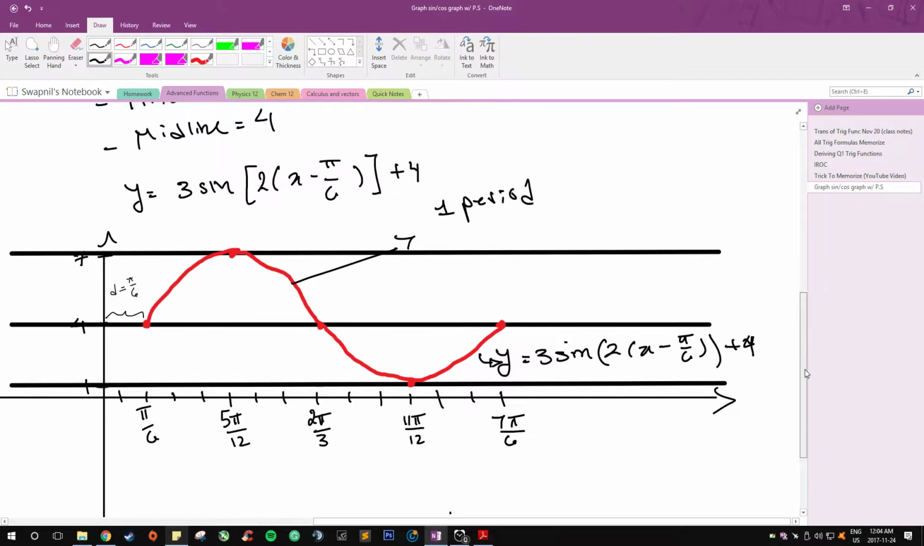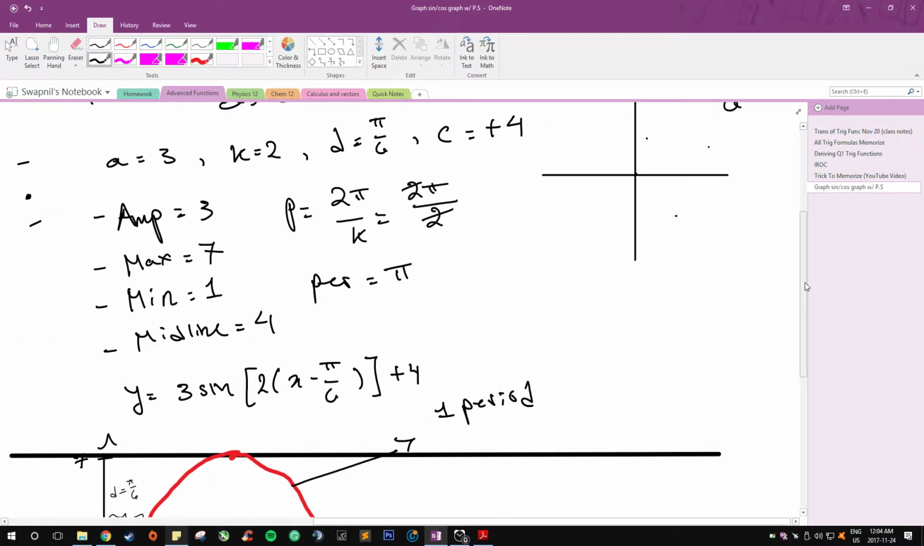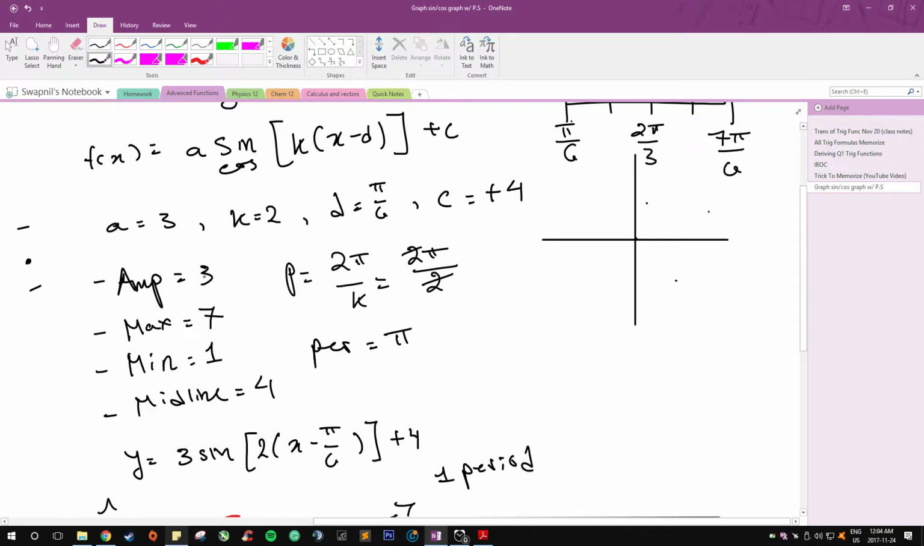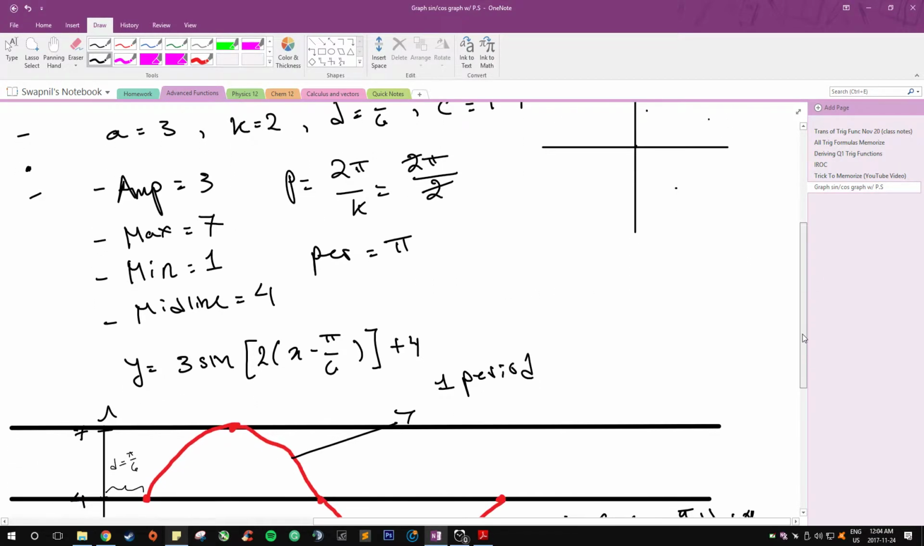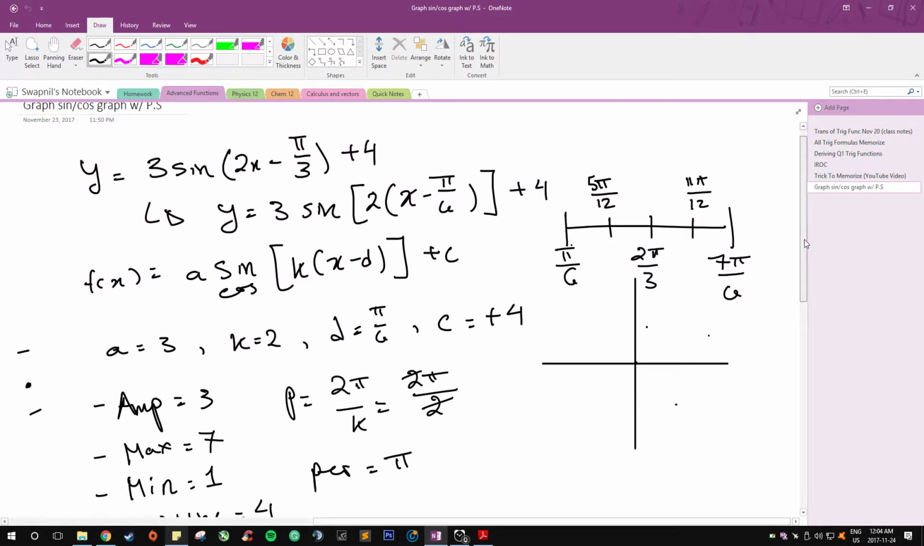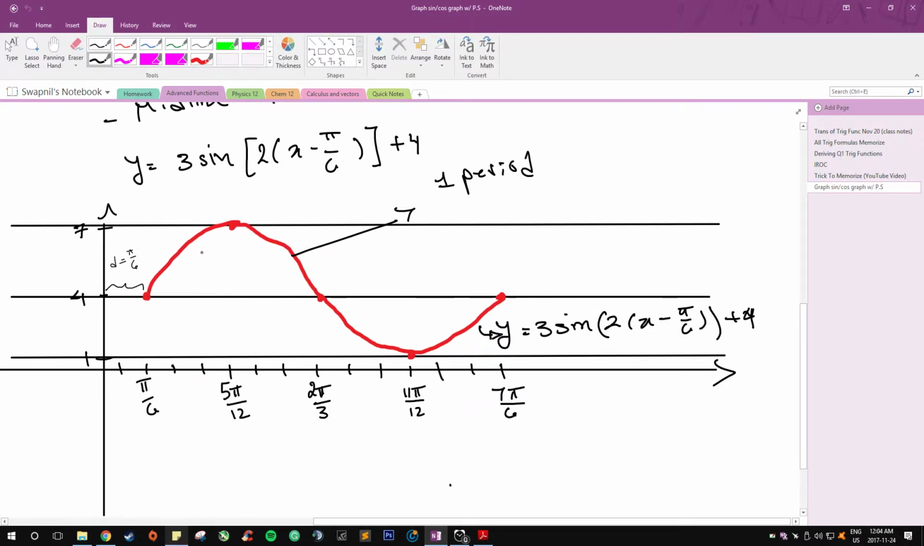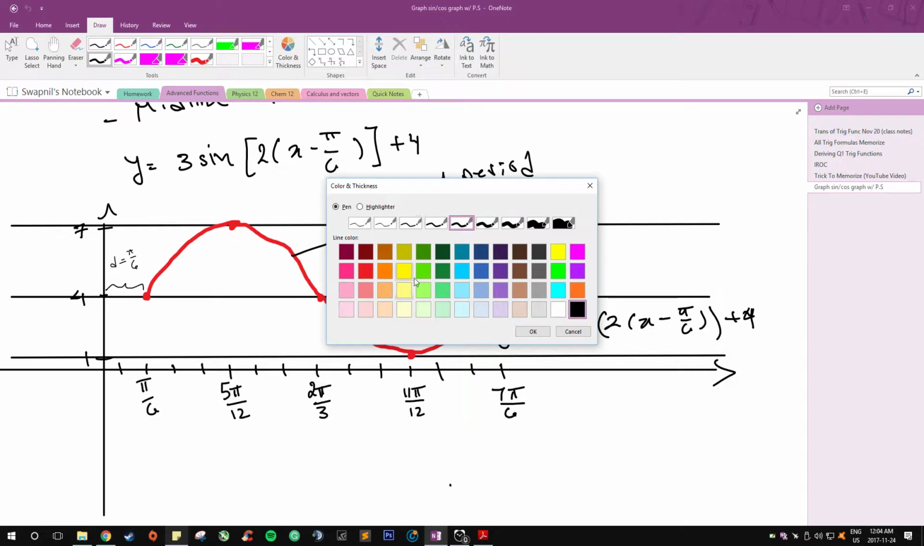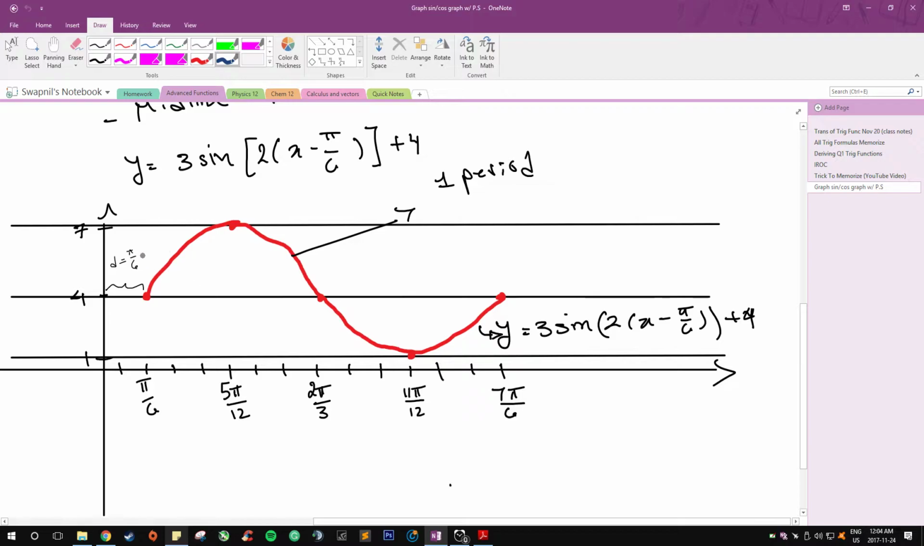If you wanted to graph the cosine of this, let's see what would change. Amplitude wouldn't change. These would all stay the same. Period would not change either. Everything would stay the same. So would these, but all you'd have to do is start. So let me do it in blue. So be here, then here, here.